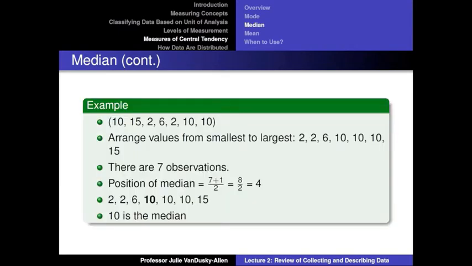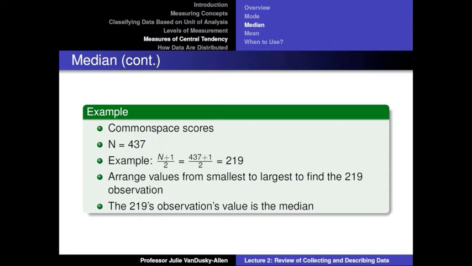I will start with a simple example to demonstrate how to calculate the median of a variable. Imagine you had a variable that took on the following values: 10, 15, 2, 6, 2, 10, 10. First, arrange the values from smallest to largest: 2, 2, 6, 10, 10, 10, 15. Then count the number of observations: 1, 2, 3, 4, 5, 6, 7. There are 7 observations. Then find the position of the median, which is equal to the number of observations plus 1, and that value divided by 2. So 7 plus 1 equals 8, and that value divided by 2 is 4. So find observation 4. 1, 2, 3, 4. Observation 4 takes on a value of 10, so 10 is the median.